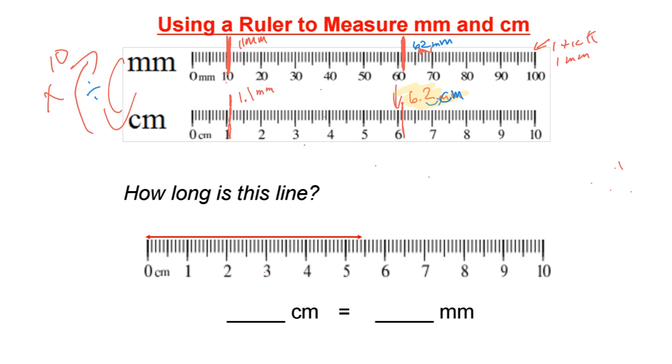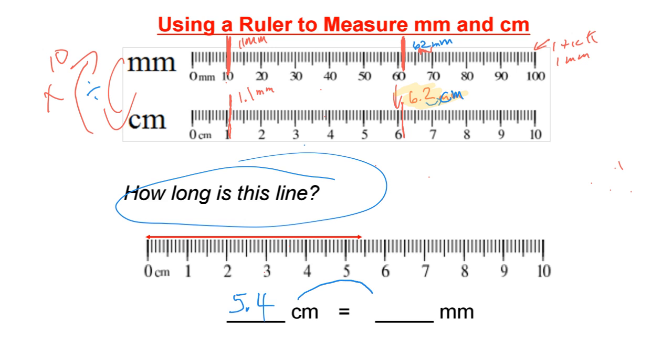So now here's my question. If I looked at the next problem here, how long is this line? So it goes from 0 to 5. And then I count the number of ticks, and that number of ticks gives us the decimal part of our number. So we would have 5.4 centimeters.